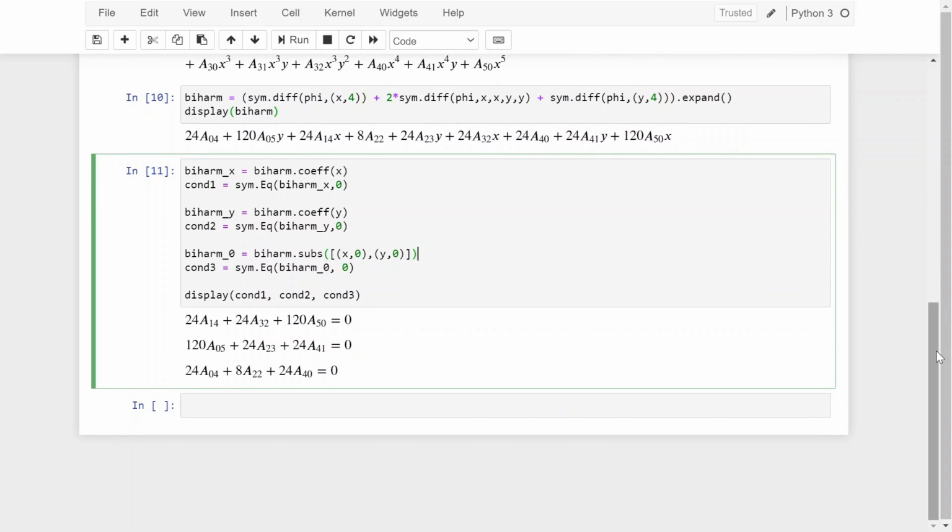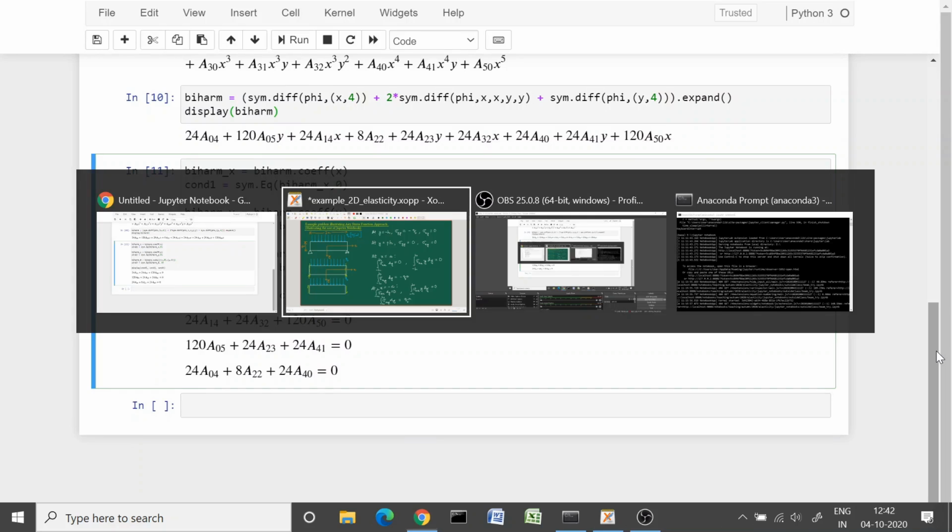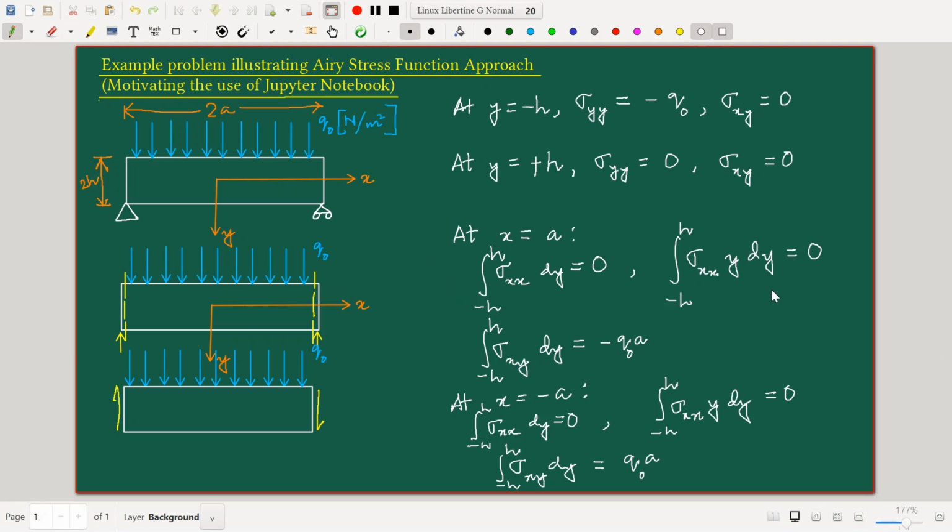For that, what we'll have to do is take the help of the boundary conditions. Let us remind ourselves of these boundary conditions from the previous discussion. You see, the boundary conditions are all written down in terms of the stresses, the sigma yy, the sigma xy, the sigma xx.